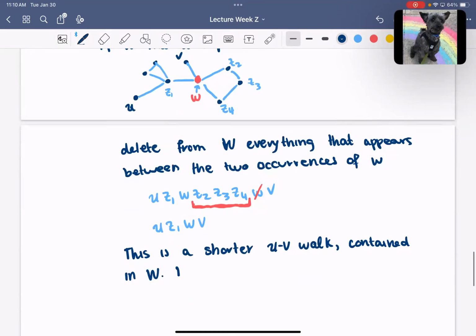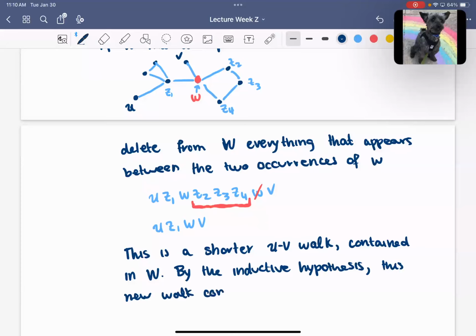And then by the inductive hypothesis, since this is a walk that has length less than L, it contains a UV path P. This new walk contains a UV path P, which is contained in W.